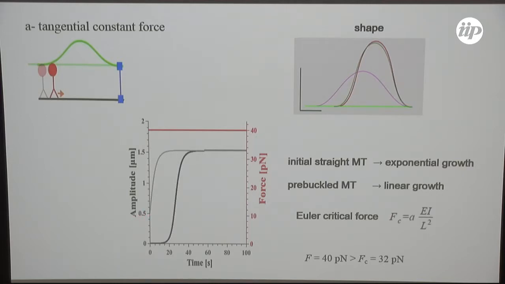microtubule was at the beginning already buckled with some amplitude, what we observe is that the buckling develops in a linear way at the very beginning. Of course, the force should be bigger than the critical Euler force. This is just from engineering. When you compress a beam, you have a critical force that depends on the flexural rigidity, the length of the column, and a numerical parameter that depends only on the boundary condition. So, for example, in this case, for this 5 micrometer microtubule, the critical force is 32 piconewtons, so we applied a force of 40, just slightly bigger.